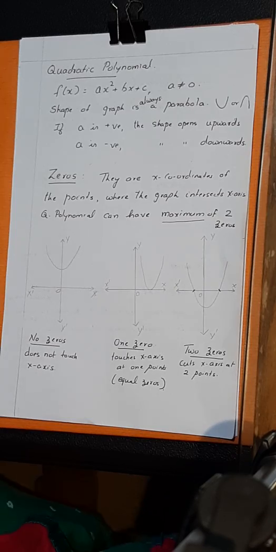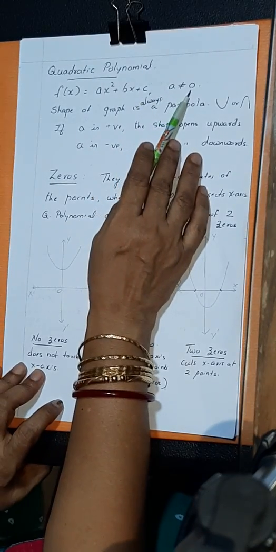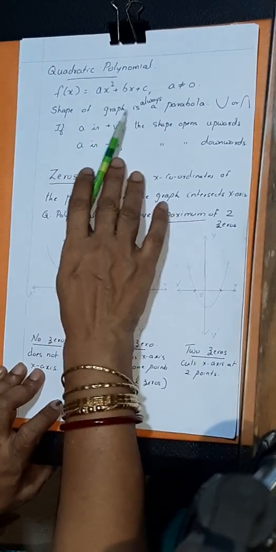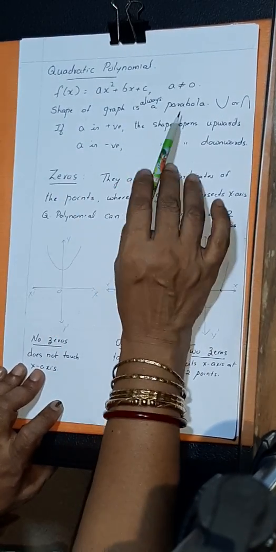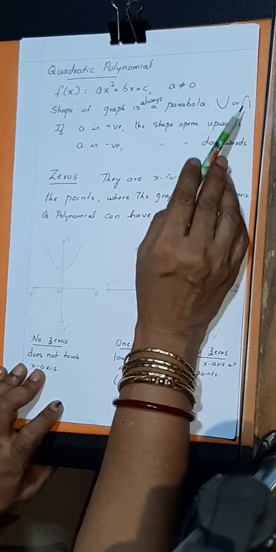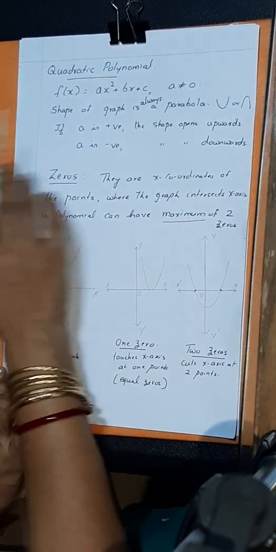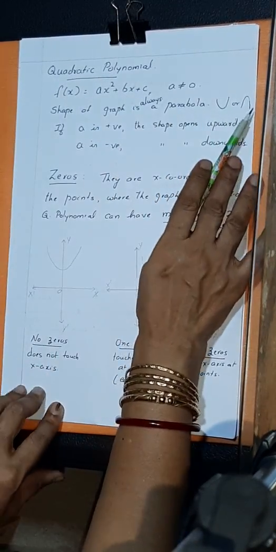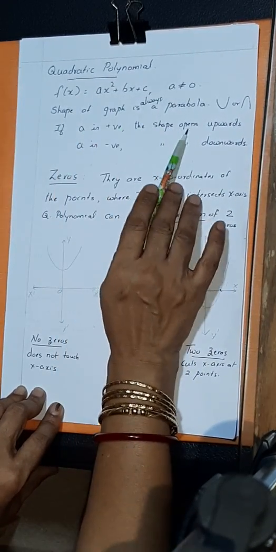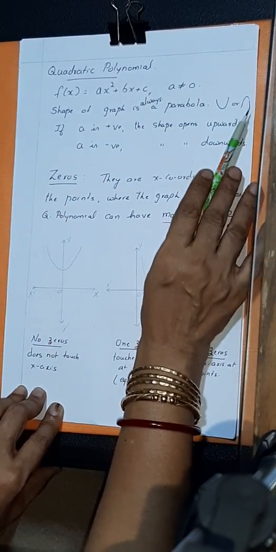For a quadratic polynomial, the format is f(x) is equal to ax squared plus bx plus c, where a is not equal to 0. A quadratic polynomial has a fixed shape, and that shape is called a parabola. It is like a cup. It can be either opening upwards or opening downwards. So the quadratic polynomial always takes this shape. If the coefficient of x squared is positive, the shape opens upwards, and if a is negative, the shape opens downwards.